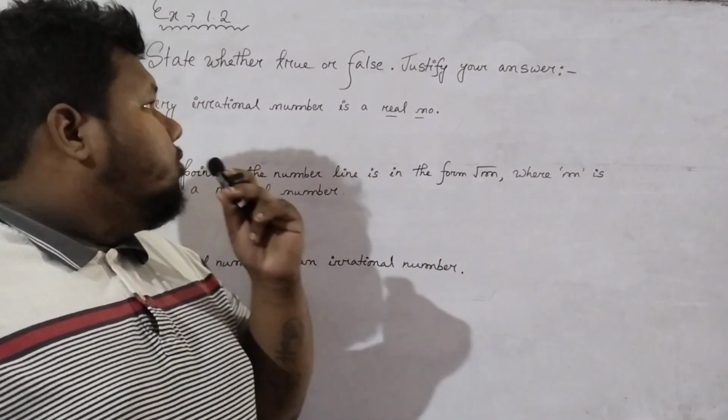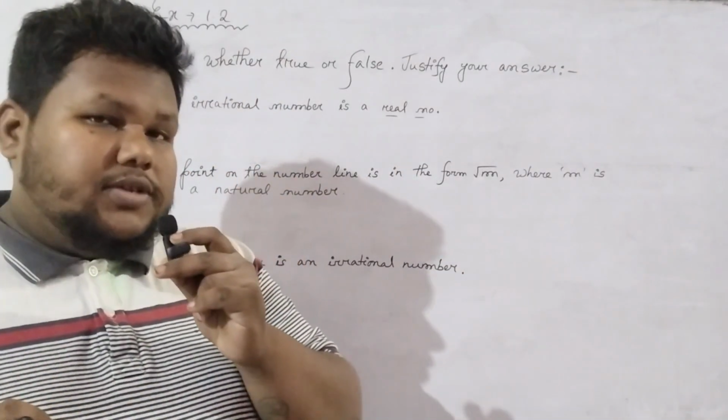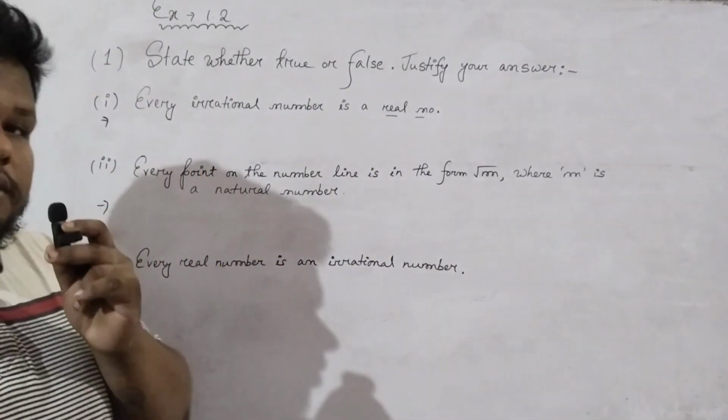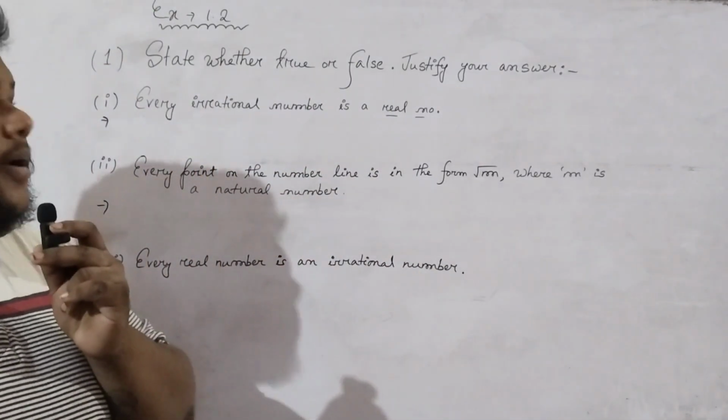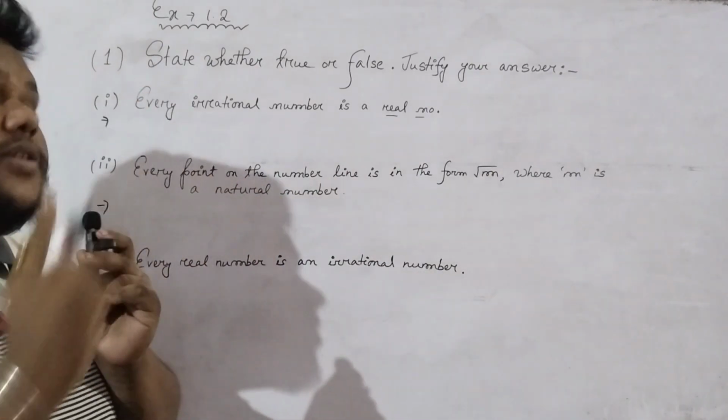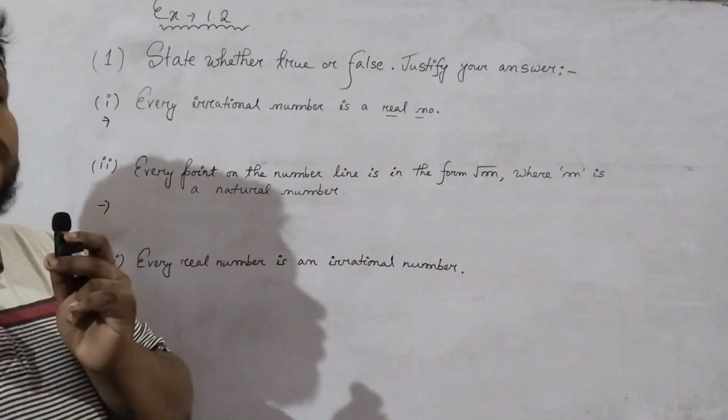Hello students. So today we are going to start the second exercise from this chapter. So let us start with number 1. First question, state whether true or false. That means here you have to state whether it is true or false, and you also have to give reason, justify why it is true or why it is false.